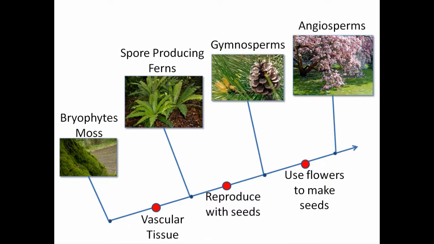Those are actually the most prolific type of plants these days. There's more angiosperms than gymnosperms or spore-producing ferns or bryophyte mosses. So that pretty much concludes our introduction to plants. We're keeping it simple on here, and we'll go into a lot more detail in the classroom.